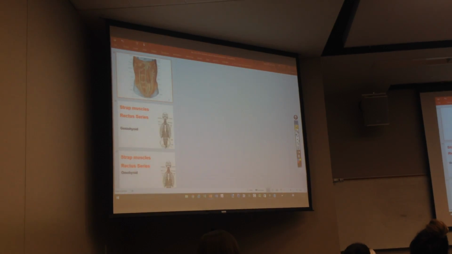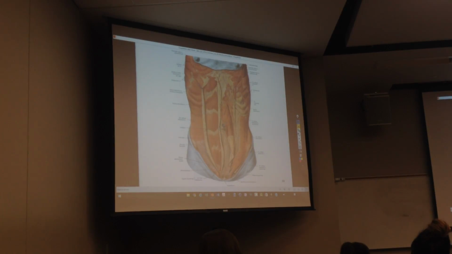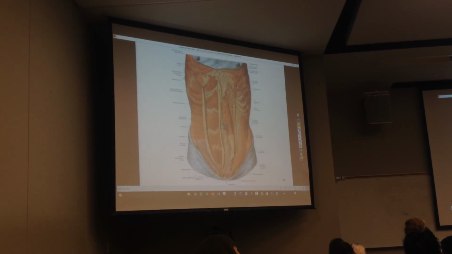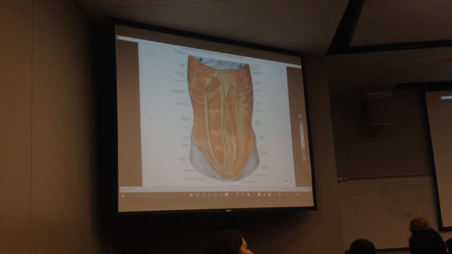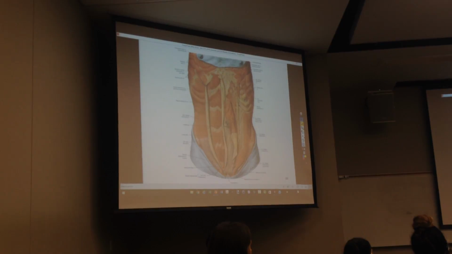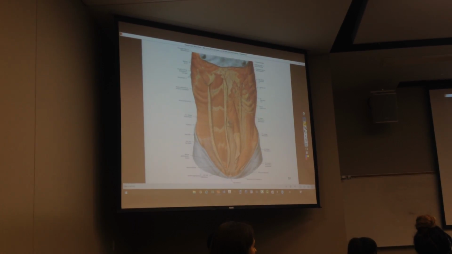All right. So, the point I'm trying to make is, if you were to flip this inside out and you actually looked at the rectus musculature from the inside, there's going to be a sheath on the superficial part, and there's the other part of the sheath on the deep part, deep to the rectus abdominis.